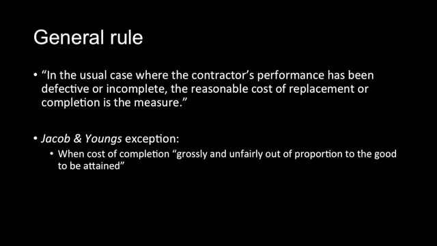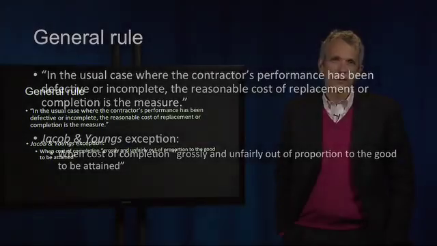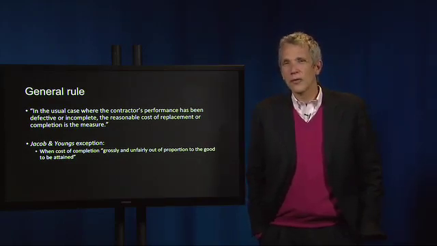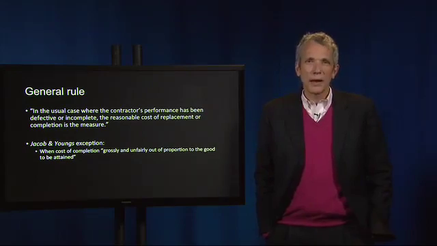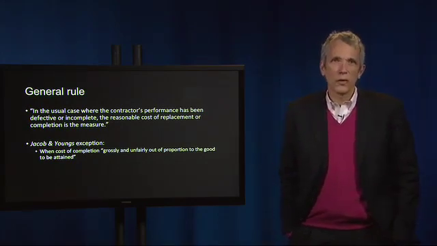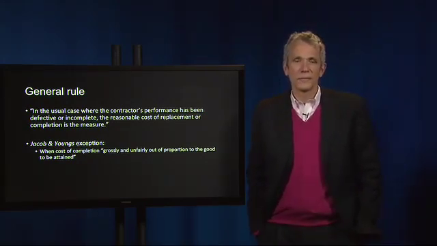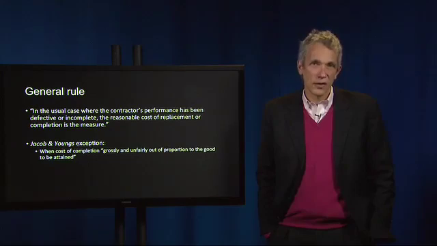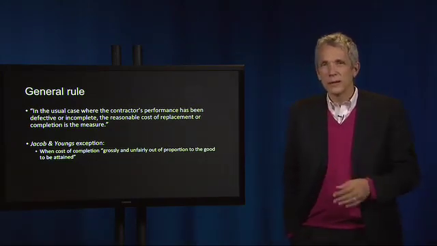As you'll recall, the rule there was that when the cost of completion was grossly and unfairly out of proportion to the good to be attained, the court would calculate damages based on diminution in value rather than cost of completion. In that case, Judge Cardozo found that requiring a contractor to replace an inadvertent substitution of an equally good pipe with the contracted brand would be grossly disproportionate, and so Cardozo awarded only the minimal diminution in value. Justice Hancock makes three arguments for distinguishing American Standard versus Schectman from Jacob and Youngs.